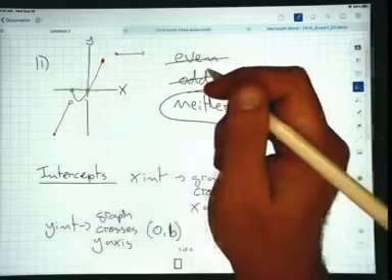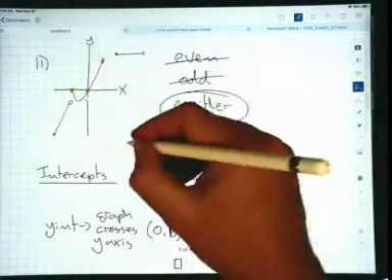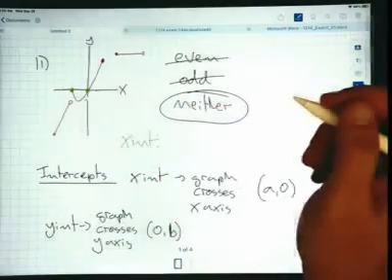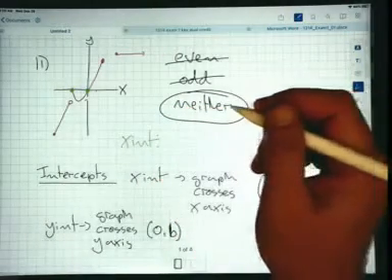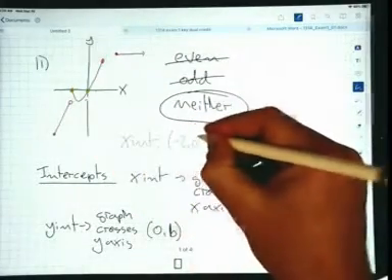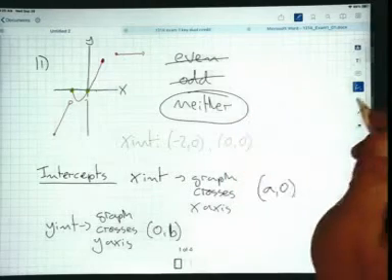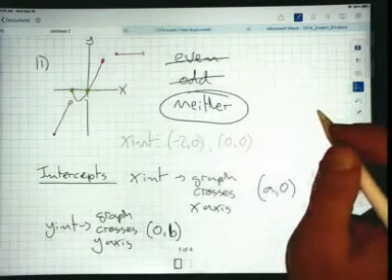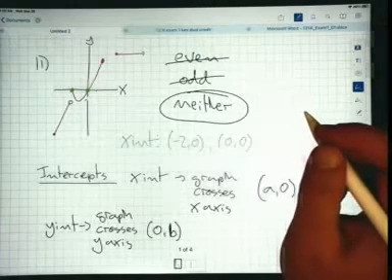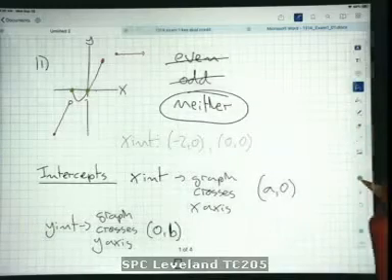So you have this graph nicely detailed on your paper, but we should be able to identify that the x-intercepts are at negative 2, 0 and at 0, 0. Looking at your homework, do you agree? Yes. Okay, so there's your x-intercepts.